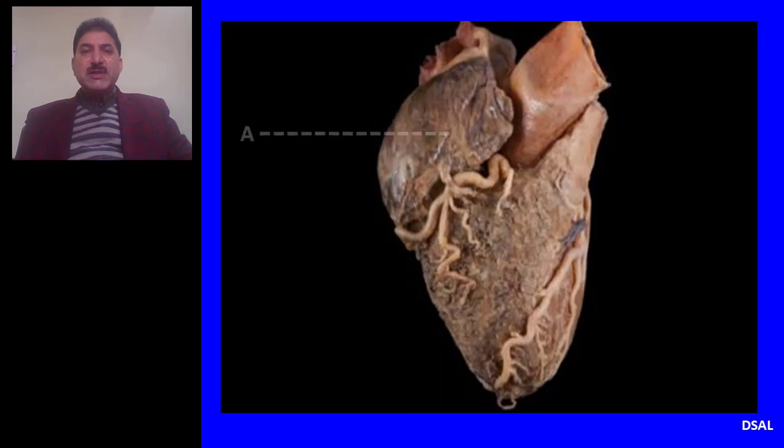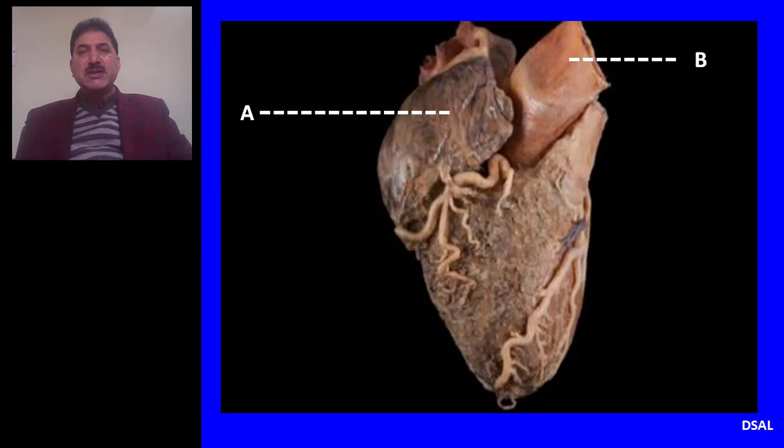In this wet specimen, A represents right atrium forming the sternocostal surface of the heart. B represents ascending aorta. See, this ascending aorta lies posterior to the pulmonary trunk. Its wall is thicker than that of the pulmonary trunk. C represents pulmonary trunk which originates from right ventricle.